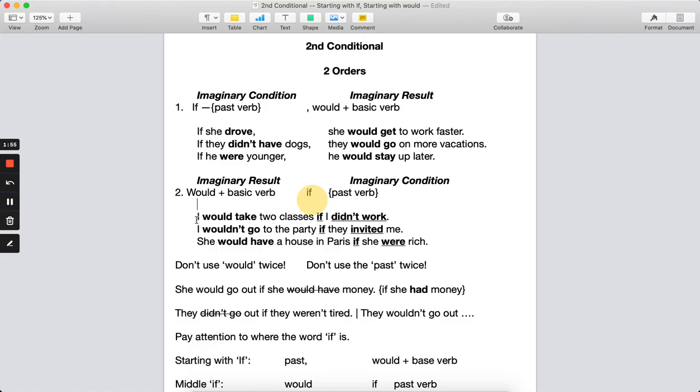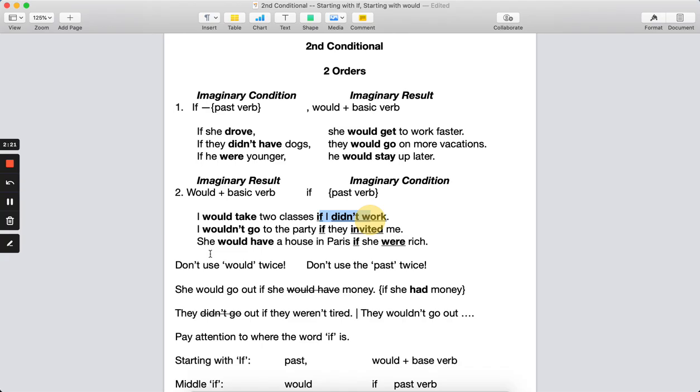Here, I work, but I would take 2 classes if I didn't work. Notice, still, after if, whether it's the beginning or in the middle, comes the past verb. I wouldn't go to the party if they invited me. If they invited me, I wouldn't go to the party. I can just switch them around.